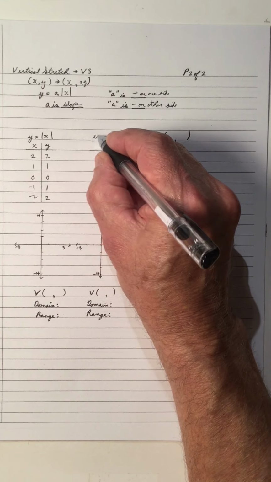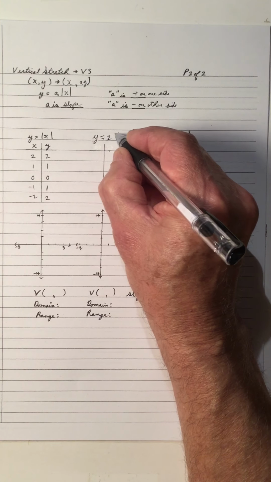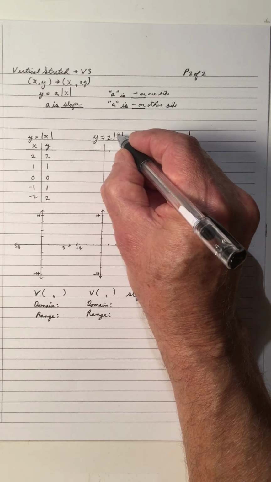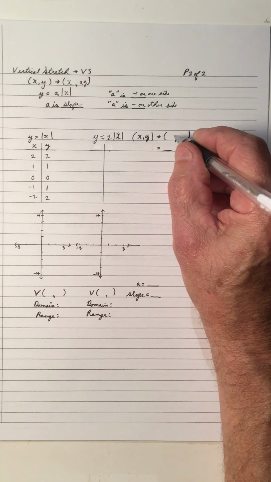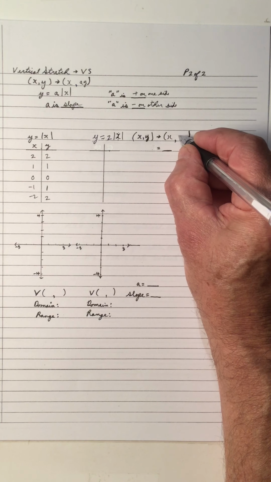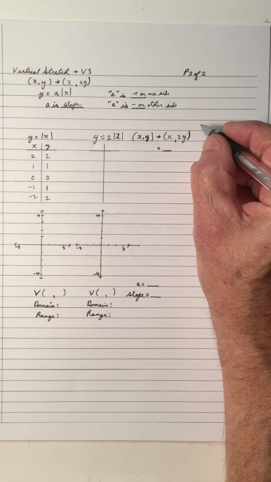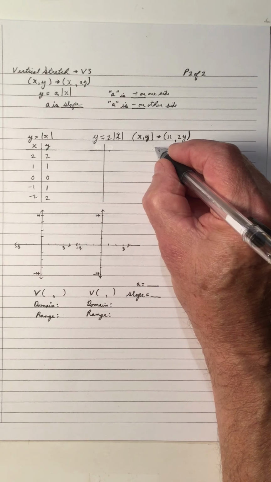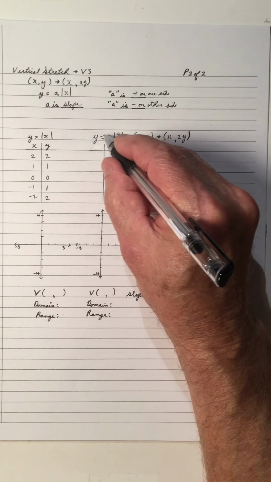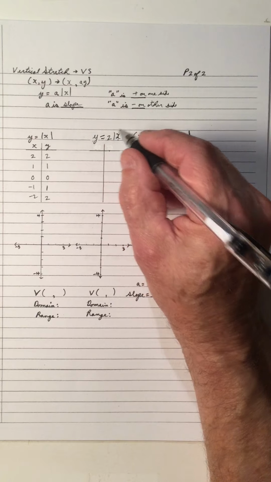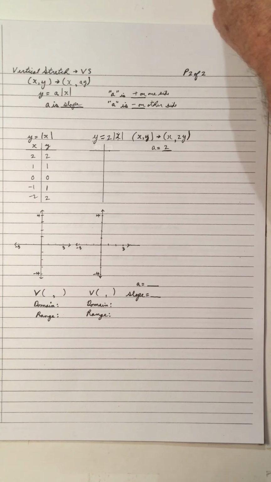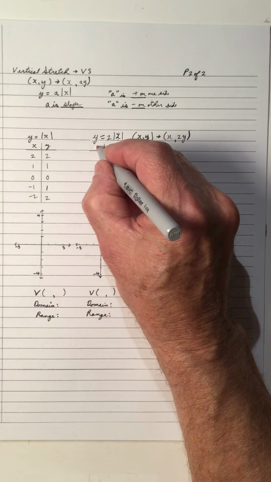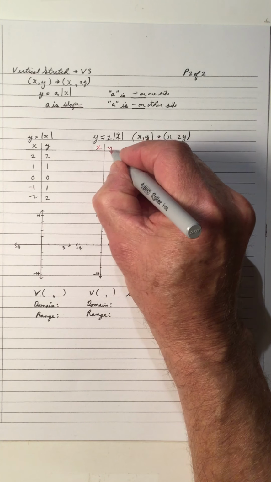So let's look at y equals 2 times the absolute value of x. The mapping rule is (x, y) is mapped to (x, 2y), so A is 2 in this equation. I'm going to use red to indicate the mapping rule here. So let's use x and y.